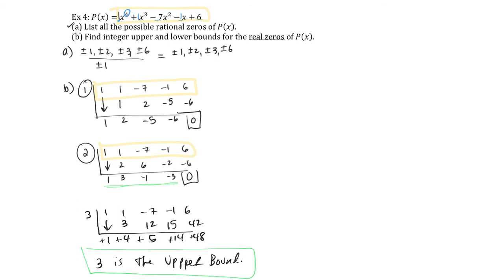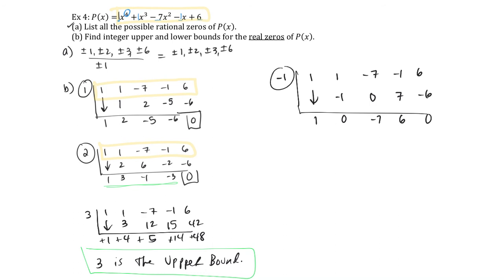Great, so we've done part of that. Now let's work on our lower bound. My easiest number smaller than 1 is negative 1. So I'm going to keep those same tried and true coefficients here. And here we go. Negative 1 times 1, add those up. Negative 1 times 0, add those up. Negative 1 times negative 7, add those up. And we have a 0. But I'm looking for a lower bound, which means all of my numbers would have to be alternating in this line, which they're not. So that's fine. We'll just do our next smaller negative number.